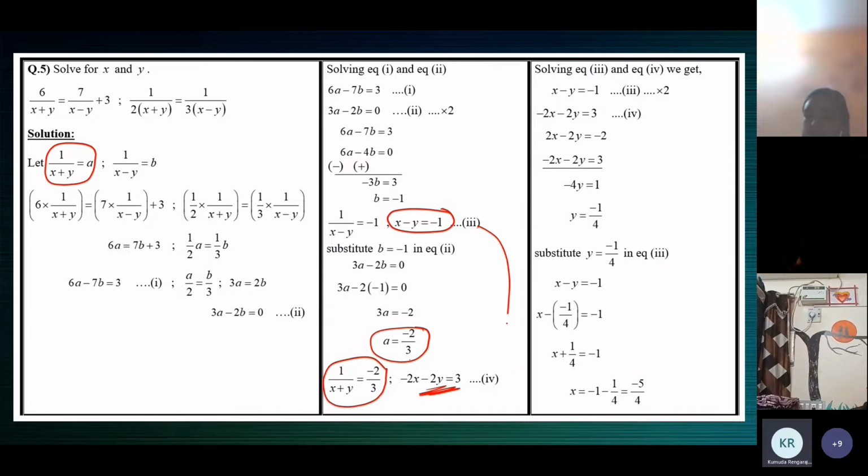Now we need to solve 3 and 4. This is equation 3, equation 4. Solve the two equations and find the values of x and y. So we find y is minus 1 by 4 and x is equal to minus 5 by 4.